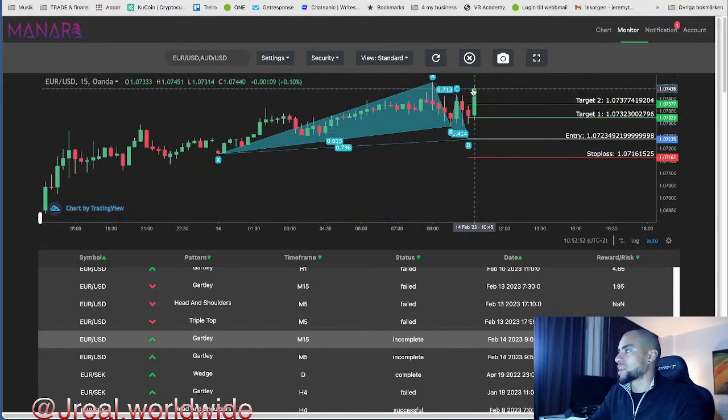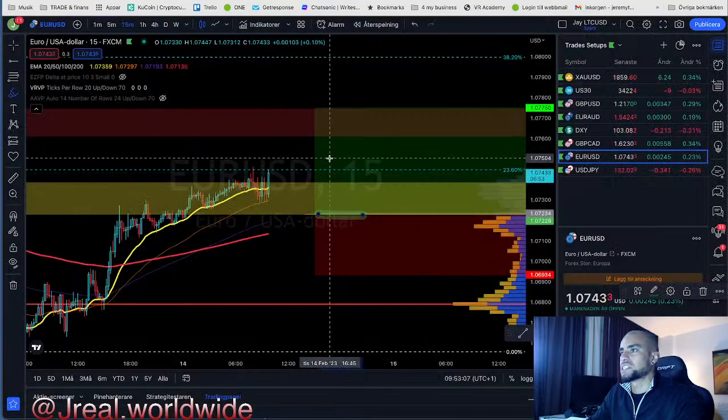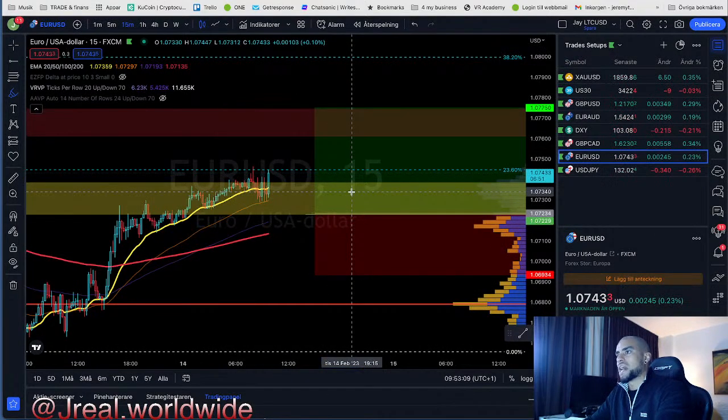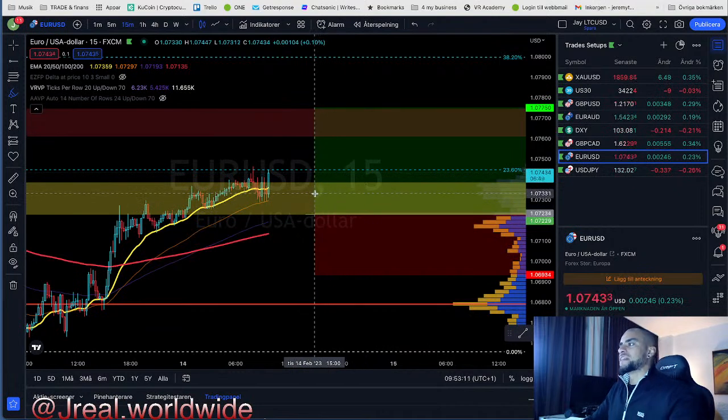So you see the market's pumping up now, right? But that doesn't matter so much. It can come down at any moment because the Gartley pattern that we see here is not completed. So when the market comes down to the entry zone, that is when it's completed, and that is when we have a trade. So in this case, we have it exactly as we wanted.